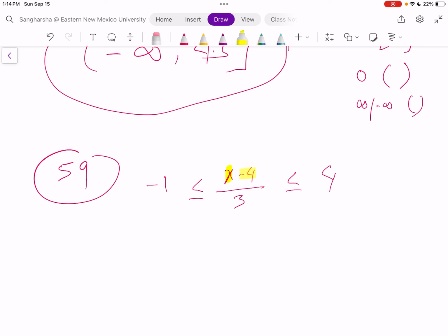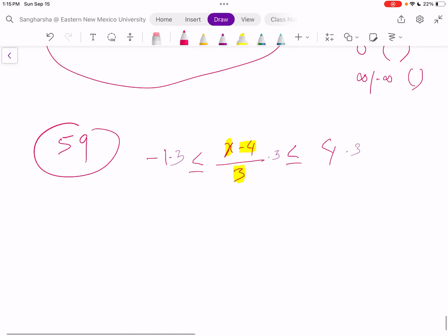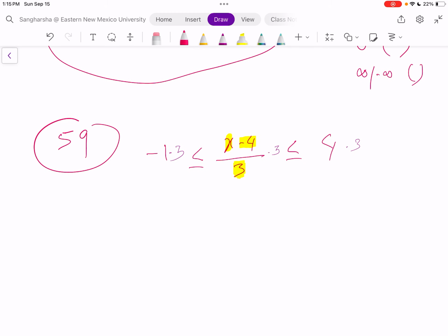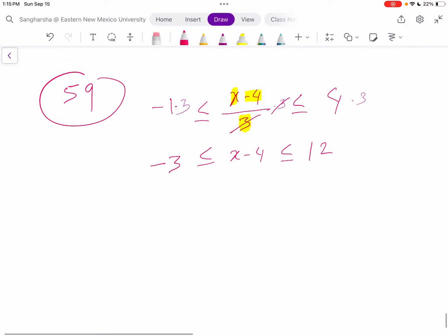So x has a negative 4 and a denominator 3, so we need to get rid of this 3 and negative 4. In order to get rid of 3 from the denominator, we multiply each expression by positive 3. Whenever you are multiplying by positive 3, the inequality sign does not change. So negative 1 times 3 is negative 3, less than or equal to x minus 4 (the 3 cancels), less than or equal to 4 times 3, which is 12.